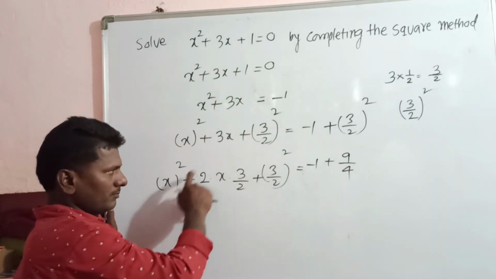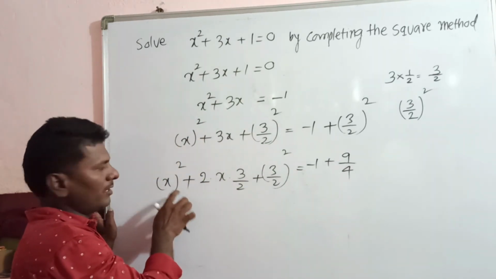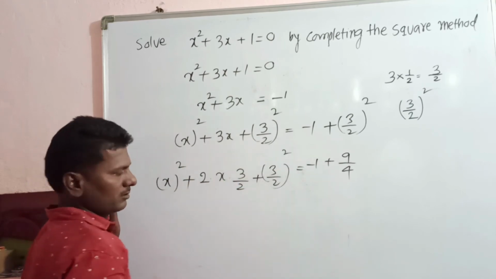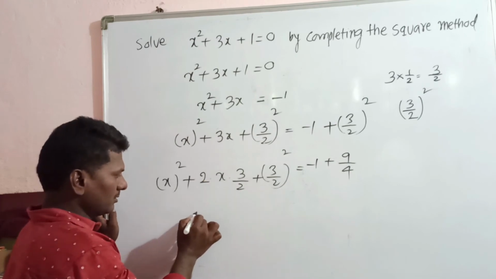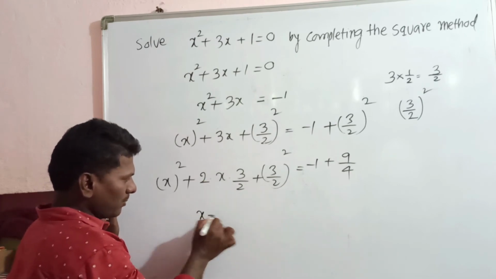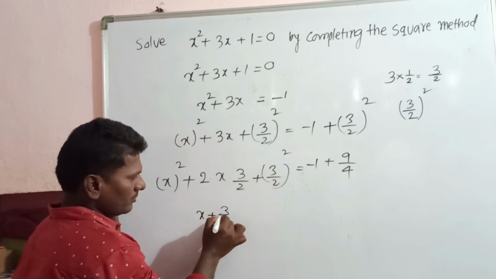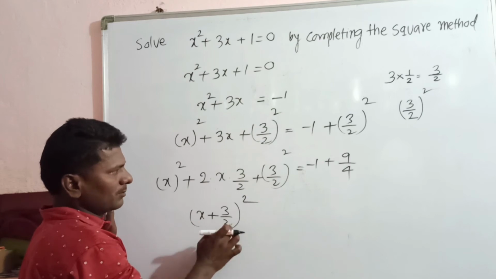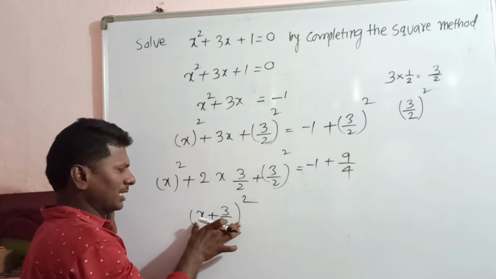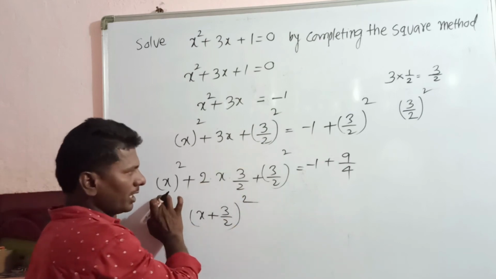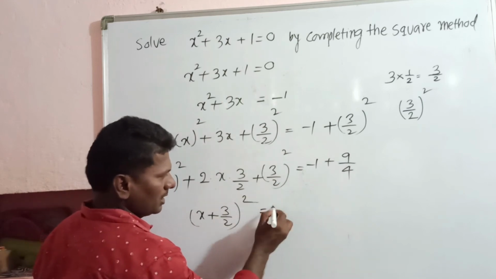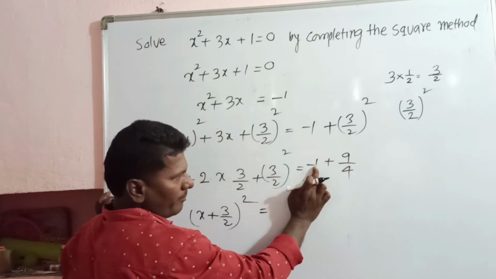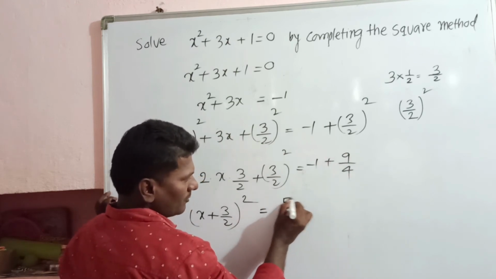If you observe this expression, this is in the form of a square plus 2ab plus b square. Now we can write that expression as (x plus 3 by 2) whole square. This is a, this is b, (a plus b) whole square. If you expand this (x plus 3 by 2) whole square, you get these terms. That is equal to, 4 ones are 4, minus 4 plus 9, that is plus 5 by 4.